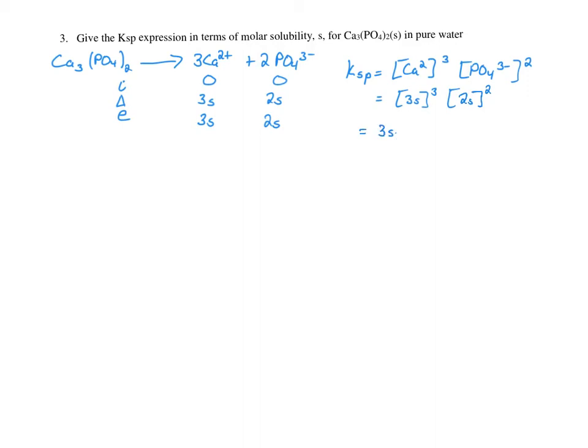So we have 3S times 3S times 3S times 2S times 2S. All told, this is 108 times S to the 5th power, and that's what Ksp is equal to.